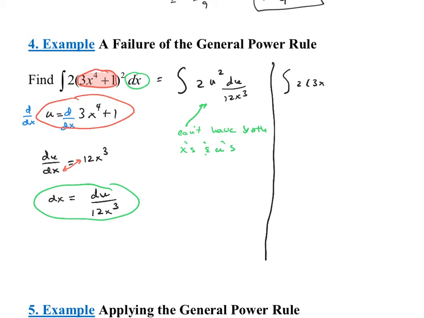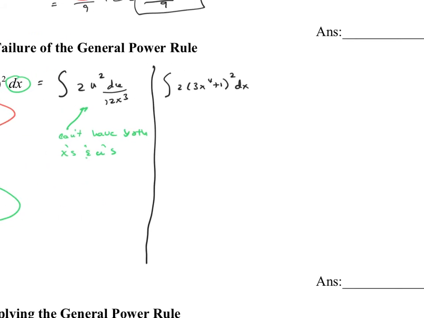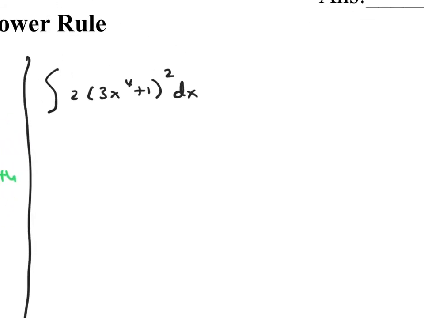So the original problem was 2 times 3x to the 4th plus 1 quantity squared with respect to x. So we want to find the antiderivative of this. Well, this is only a square power, so you should be able to FOIL this out, and instead of doing the chain rule, see if you could just FOIL this out, and let's see what we get.